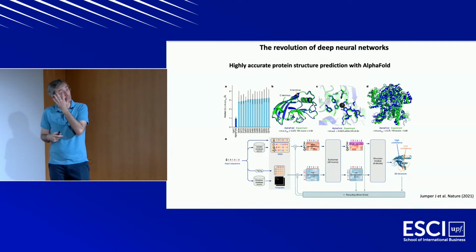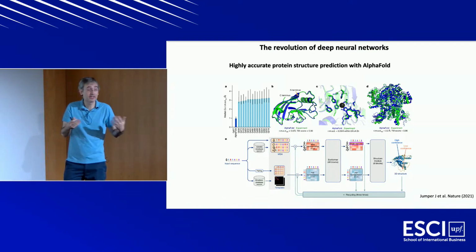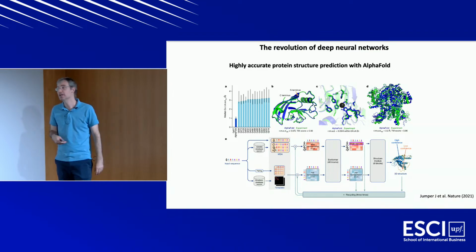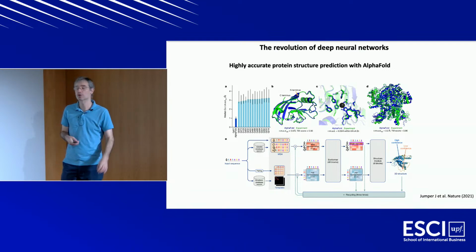So before, to actually predict functions for new proteins that you didn't know what they were doing, it was very hard to infer function. But if you have a very accurate structural prediction of all these sequences, then it is now easier to actually infer function for novel sequences.